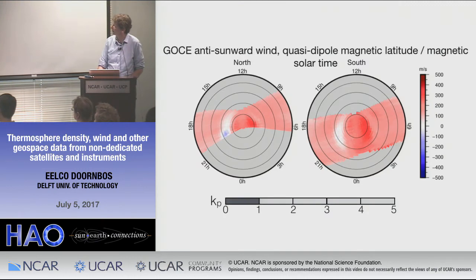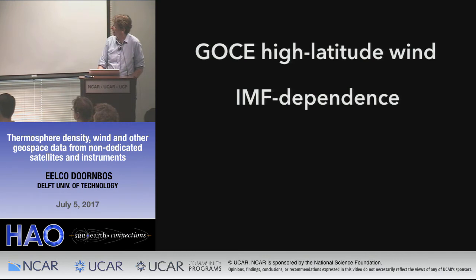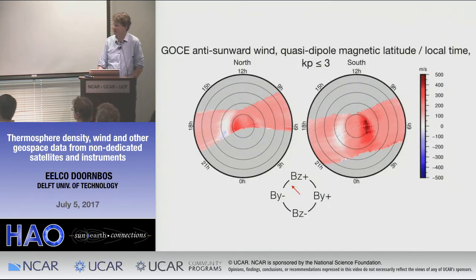You can do it in local time coordinates, the same trick. And you can also look at IMF dependence. This is also interesting because at first, if you do not know anything about the physics of the upper atmosphere, why would the flow of the neutrals respond to the measurements of the interplanetary magnetic field? But you can see that there's quite a strong pattern going on, and also a sort of symmetry.